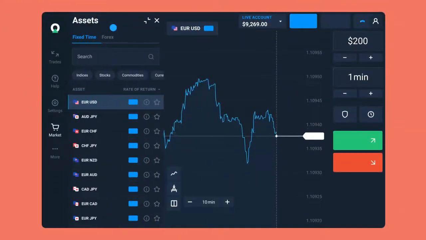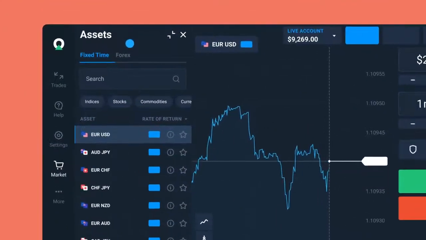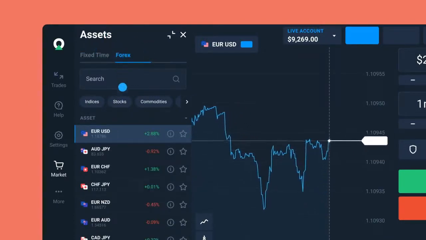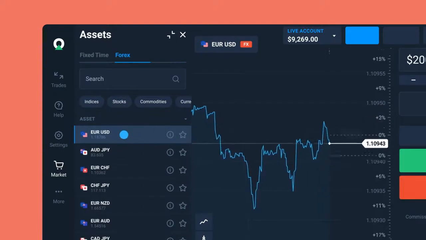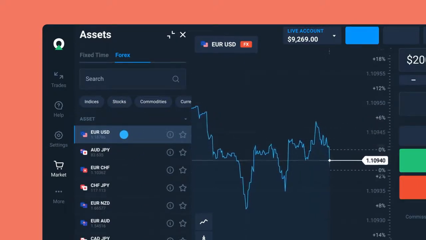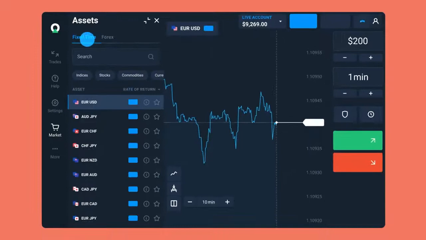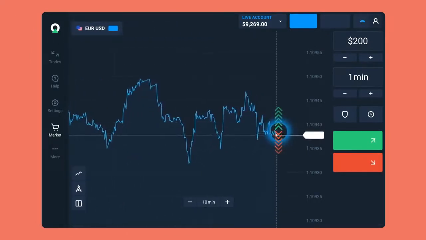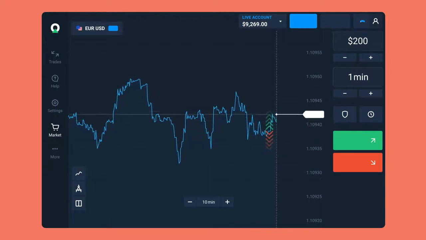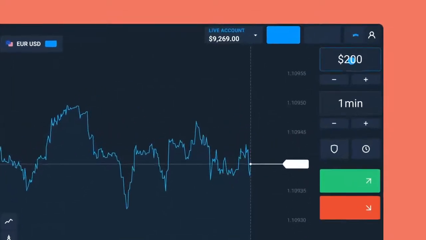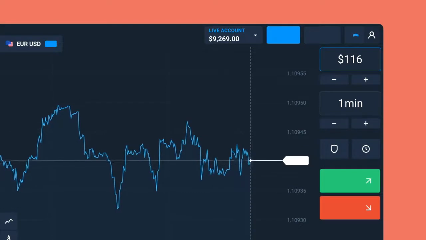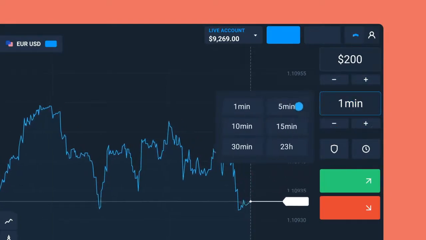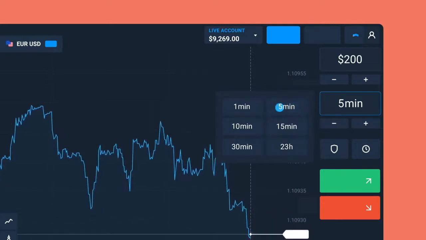The Olymp Trade platform is divided into two main parts: fixed time trading, FTT, and Forex. When you choose a desired asset, its price movement and changes will be displayed on the chart of the platform. If we choose the fixed time trading instrument, what we have to do is determine if the price of the asset will be higher or lower than the current price after a certain period of time. Here is where you would enter your trade amount, and this is where you would choose the expiration time or trade duration. This is how long until the trade will close.